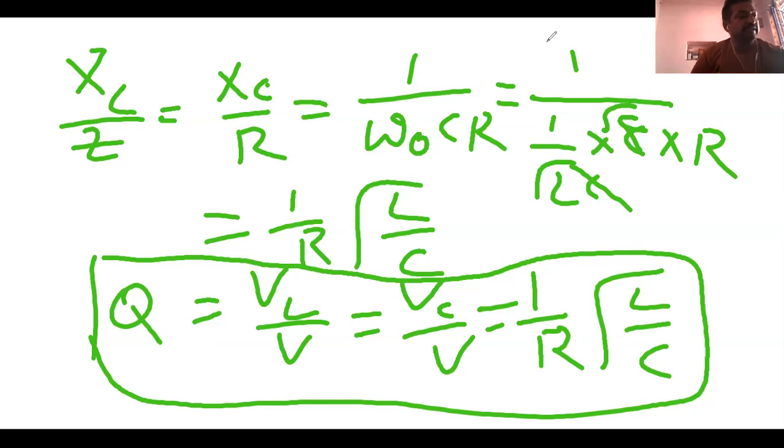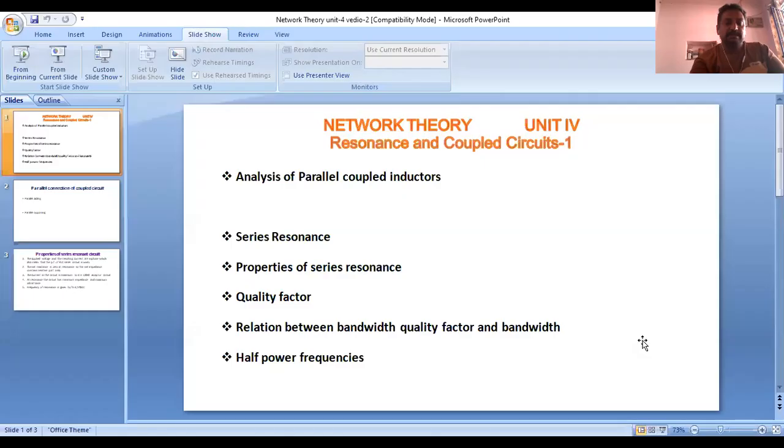Next, we'll continue with the properties of series resonance and quality factor: the relation between bandwidth, quality factor, and resonance frequency. So these things we want to establish. So here I'll start with this.